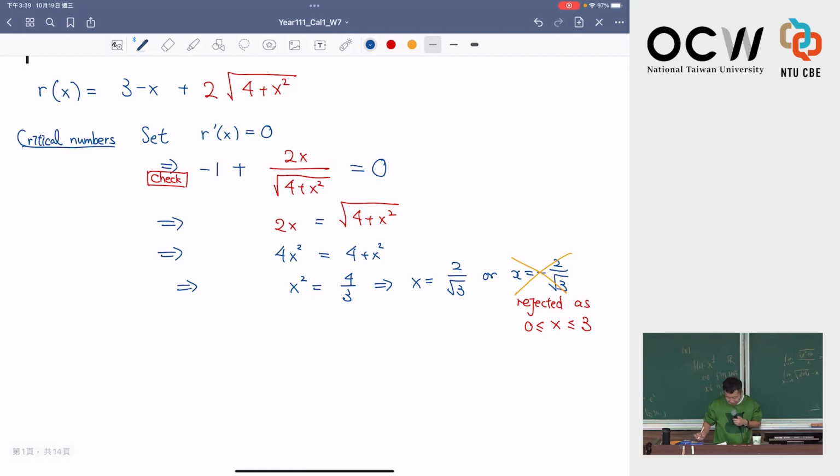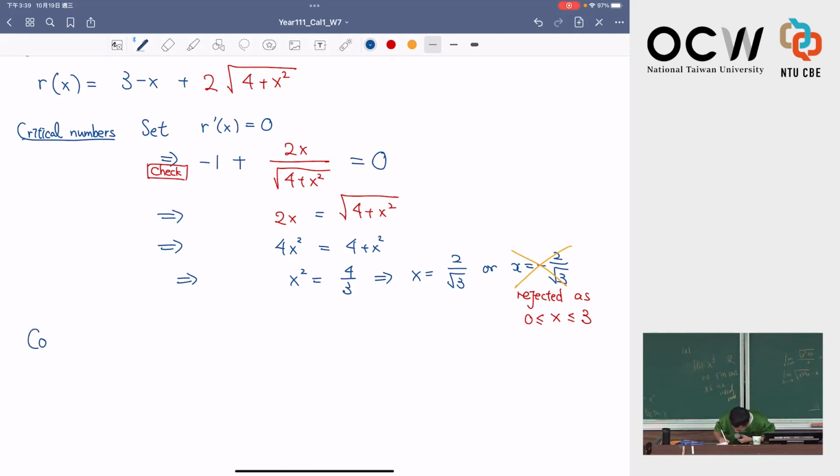And now you just need to compare. Compare what? Compare the function at the critical number as well as the boundary. In this case, I only have one critical number. That's 2 over root 3. And then I have 2 points at the boundary, namely 0 and 3. So this is the critical number, and these 2 are the boundary.